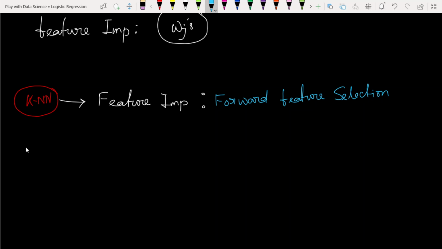And in naive Bayes, how do we find our best features? Here we use the probabilistic approach. In naive Bayes we find the probability for a given data point and a given class, and we look at the probability for features which are important.